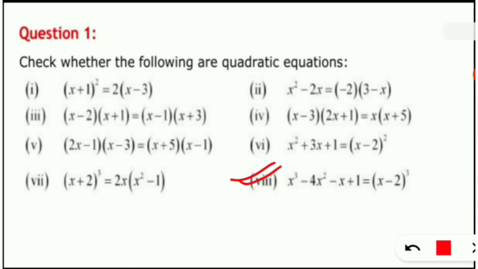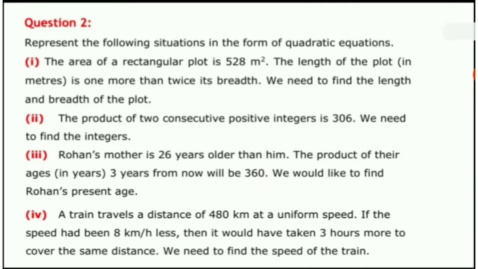Now this one is your homework. Now question number 2 of exercise 4.1. Represent the following situation in the form of a quadratic equation. First one: the area of a rectangular plot is 528 meters squared. The length of the plot in meters is 1 more than twice its breadth. We need to find the length and breadth of the plot.